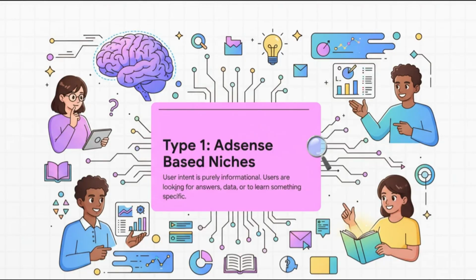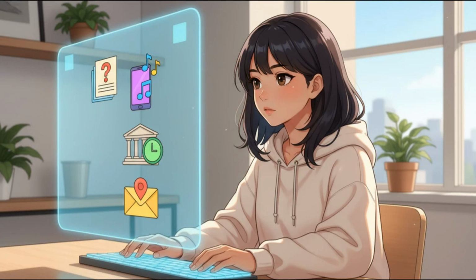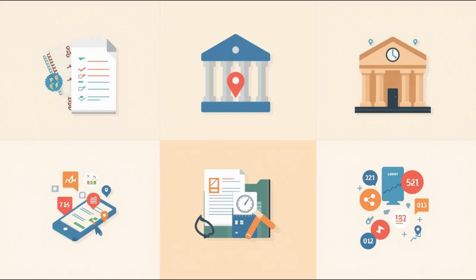Now, the most important word here is intent. For these sites, the user's intent is purely informational. People are just looking for an answer, some data, or to learn something. You're not trying to sell them anything directly. So what does that actually look like? Well, think about searches for really specific info, like guest papers, JAWS packages, court timings in New York, or even just postal codes. These are all perfect examples of what people search for when they just need information.